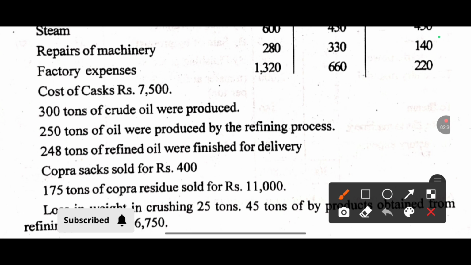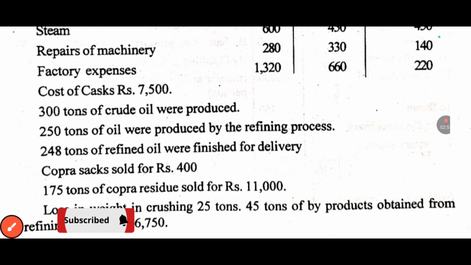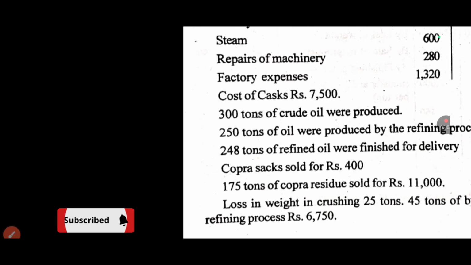Read the other information. 300 tons of crude oil were produced. 250 tons of oil were produced by the finishing process. 248 tons of refined oil were finished for delivery. Copra also sold for 400 rupees. 175 tons of copra residue sold for rupees 11,000. Loss in weight in crushing 25 tons, and 45 tons of byproduct obtained from the refining process, rupees 6,750.